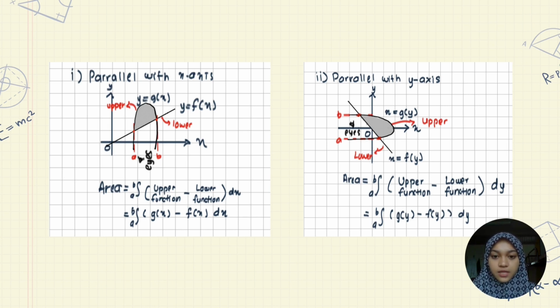For the graph that is parallel with the x-axis, you should look from the x-axis upward. For example, in this graph, your y equals g(x) is your upper function, while the lower function is y equals f(x). And next, for the graph parallel with the y-axis, you should look from the y-axis to the right. For example, x equals g(y) is your upper function, while x equals f(y) is your lower function.